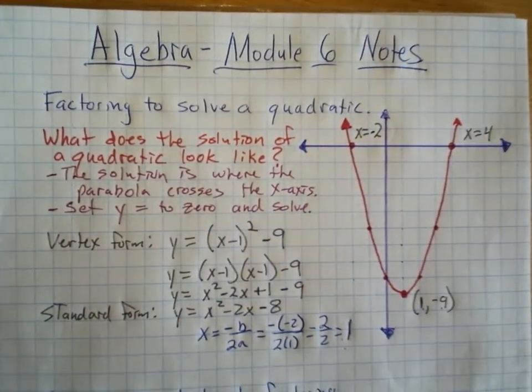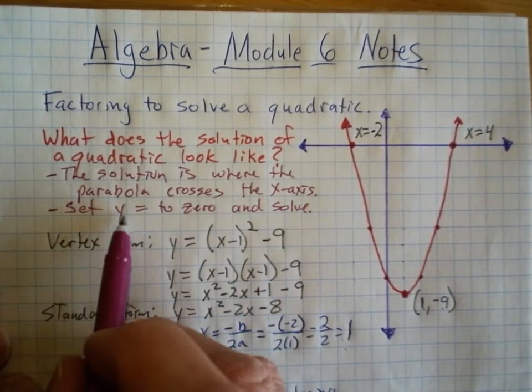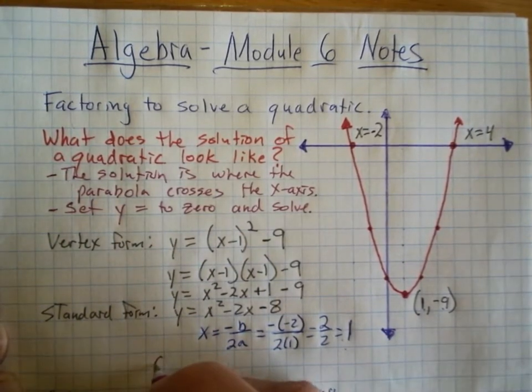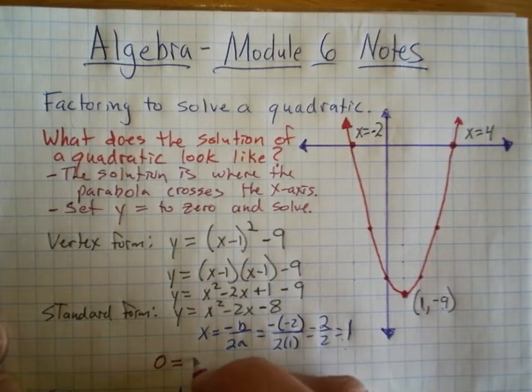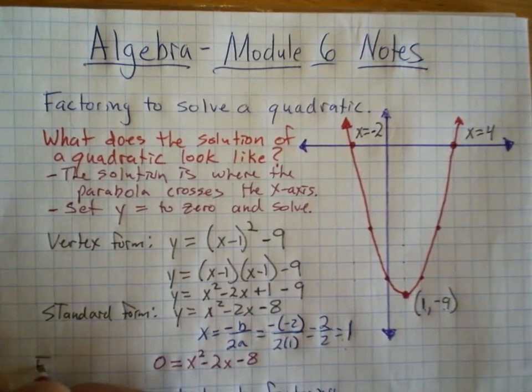And how we do that is, remember, set y equal to 0. So let's take standard form and set it equal to 0. So I'm going to say 0 equals x squared minus 2x minus 8. And now we're going to get to factored form.